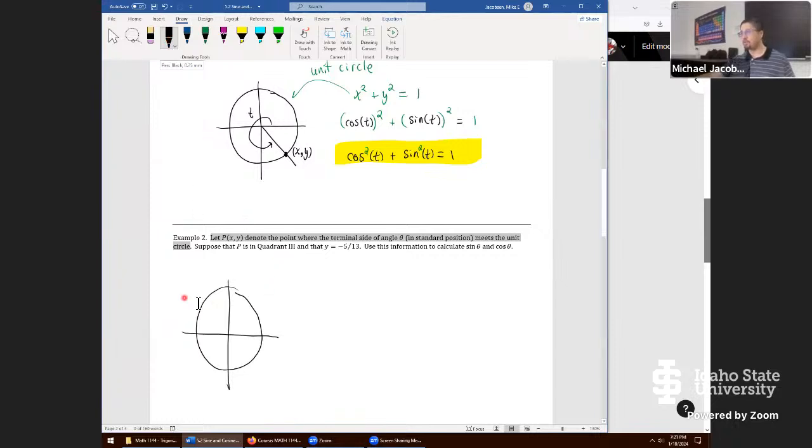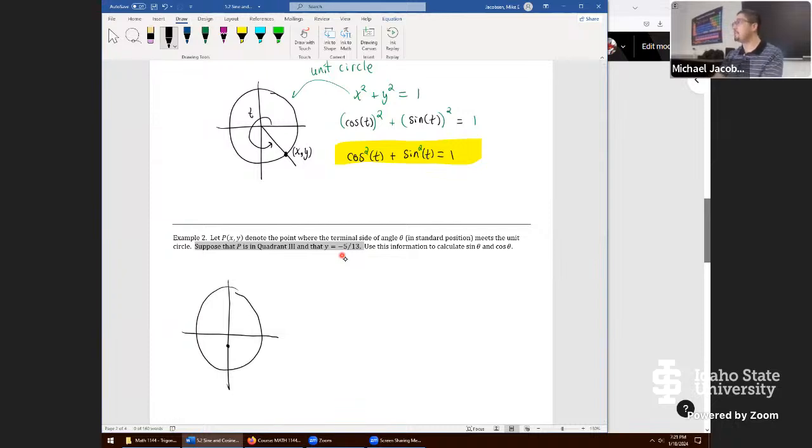So here's quadrant 1, quadrant 2, quadrant 3. We won't put an angle anywhere around here, but we have one extra bit of information. It doesn't just terminate in quadrant 3. The second coordinate is -5/13. So I'm going to try to plot that.